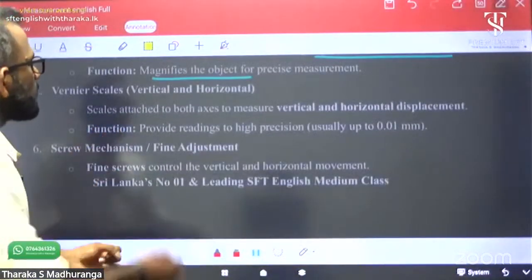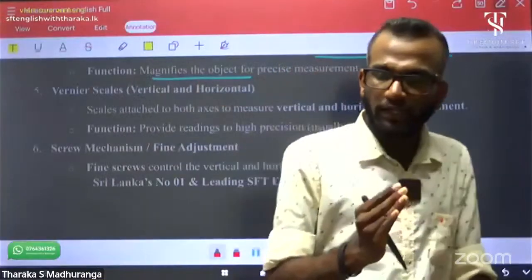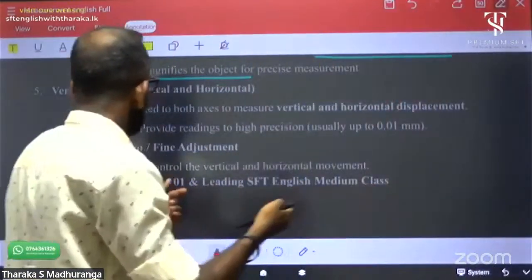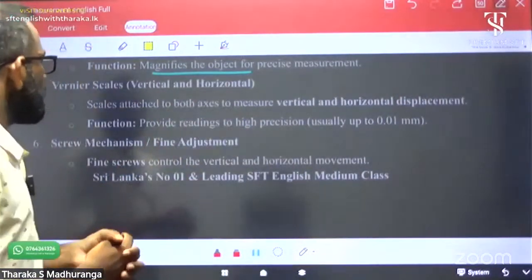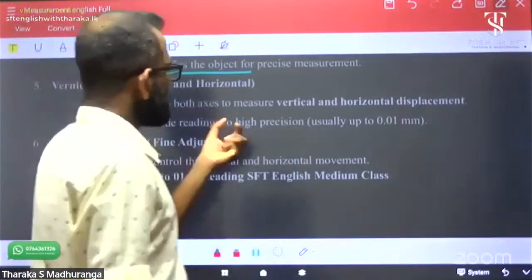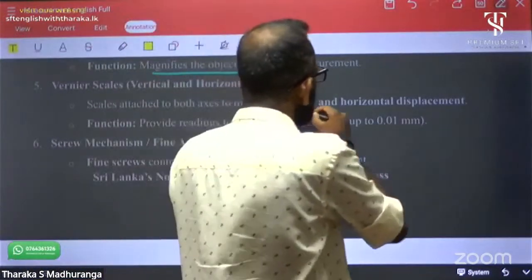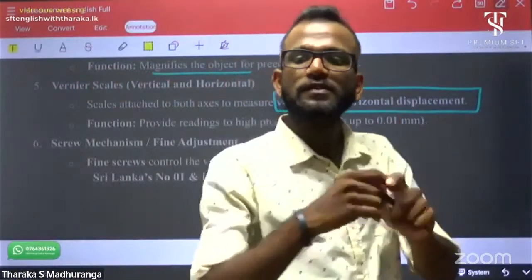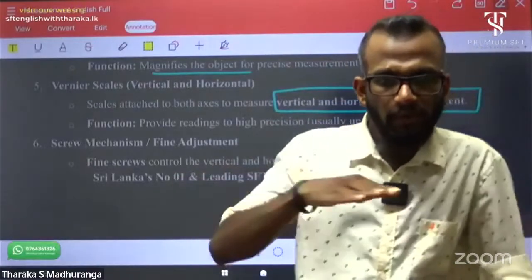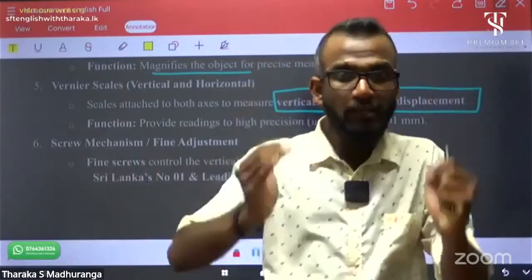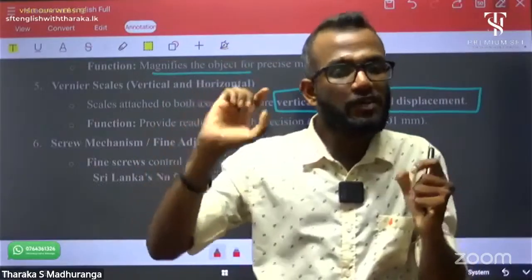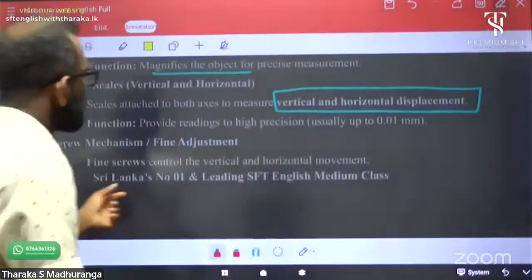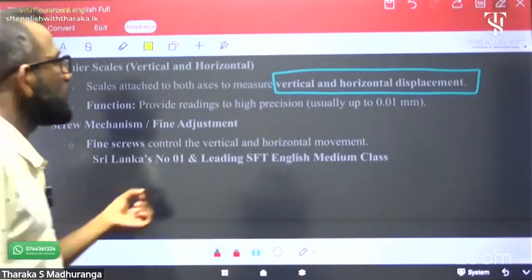Vernier scale. There are two vernier scales, horizontal vernier scale and vertical vernier scale, attached to both axes to measure vertical and horizontal measurements. Horizontal measurements we get by the horizontal scale. Vertical measurements we get using the vertical readings. Done? Good. The function is to provide readings with high precision.